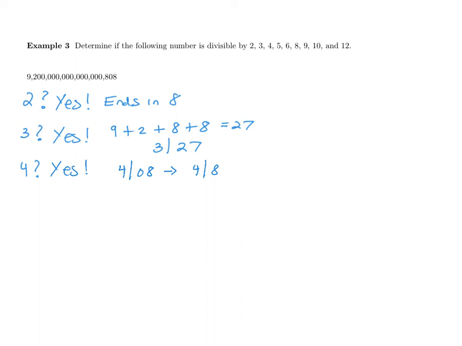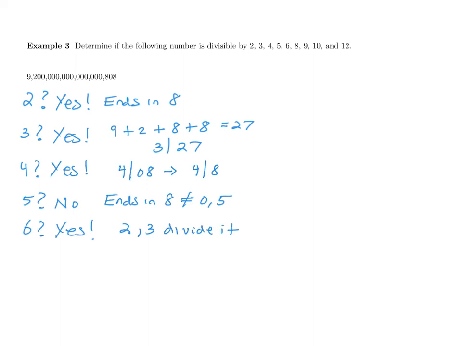I know the answer for 5 is, well, no. And that's because the number does not end in 0 or 5. So again, this ends in 8, and 8 is not 0, and it's not 5. For 6, the answer is yes. Again, because 2 and 3 divide it. And if they both divide it, then 6 has to divide it too.